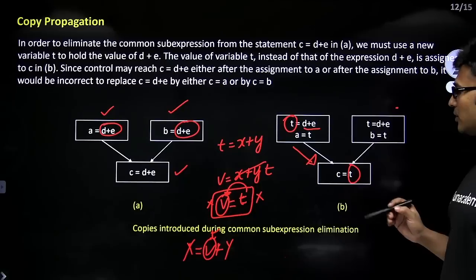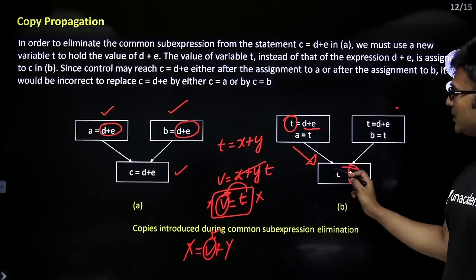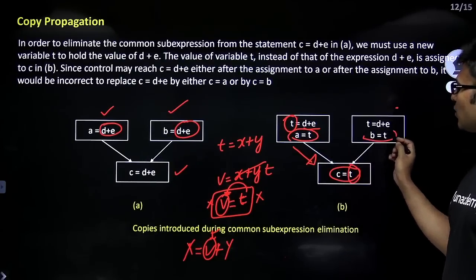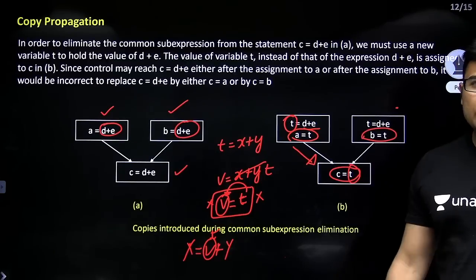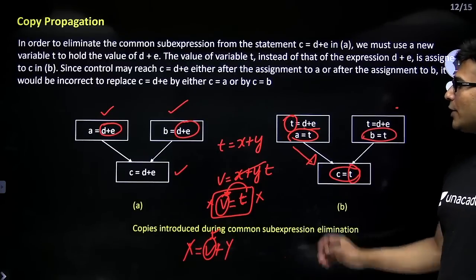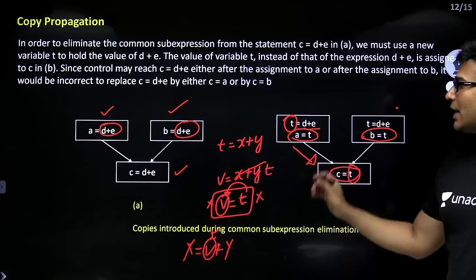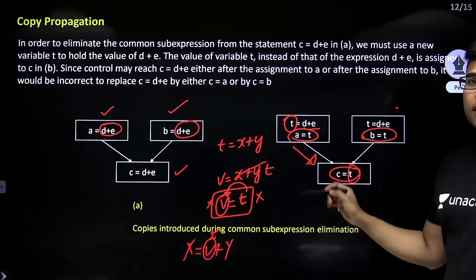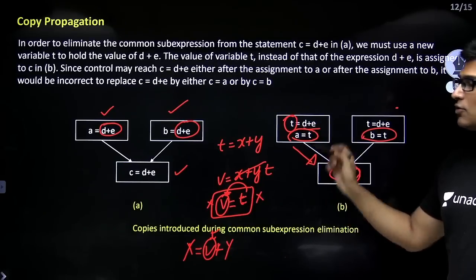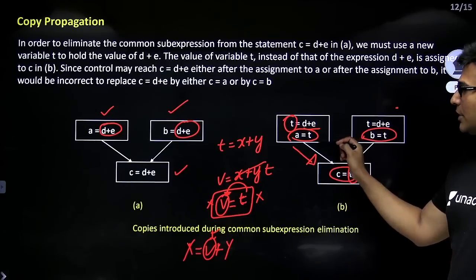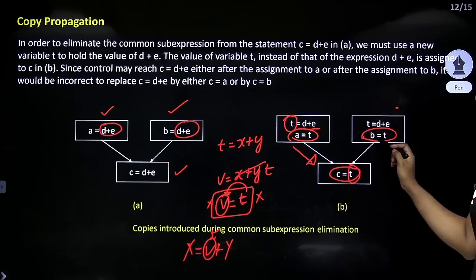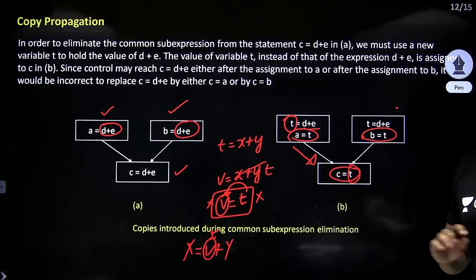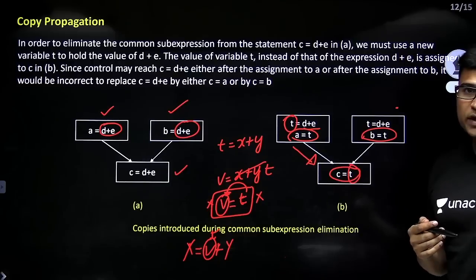Now the problem with this method is a copy is introduced, right? So these are the copies, and this is a copy. Now you might feel, why do we need a at all? I could directly eliminate a, and then directly write t = d + e, and this statement is not required. Similarly, I could directly eliminate this statement b = t, and directly use it. Yes, in this program you will be able to do that, right?